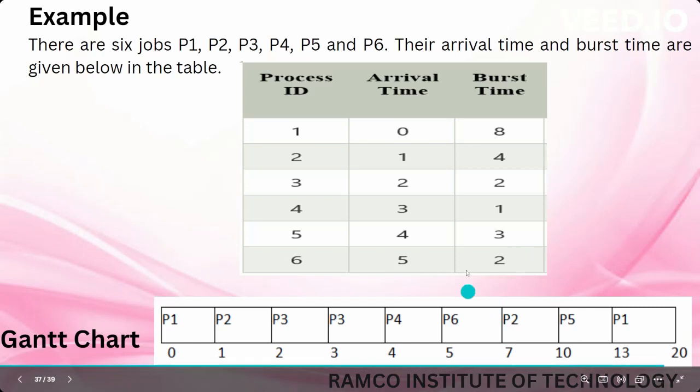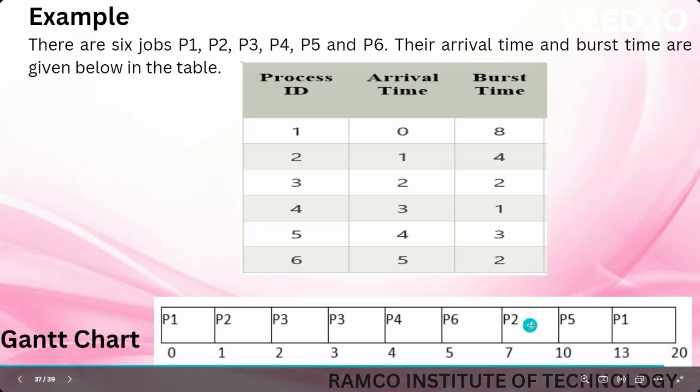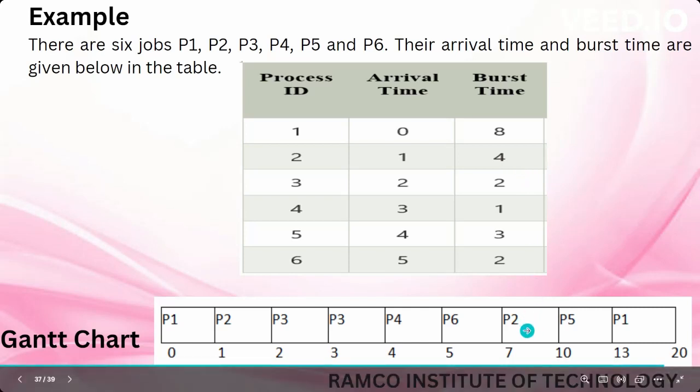Since now all the processes are available, the algorithm we are using, SRTF, will work the same as SJF. So P6 will be executed till its completion and then the process with the least remaining time will be scheduled next. After that, the process P2 has the least remaining burst time, 3. So P2 will be scheduled next. It will be executed for the next 3 units of time. So the completion time of P2 is 10.